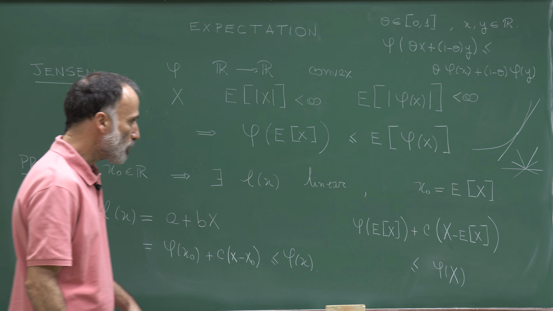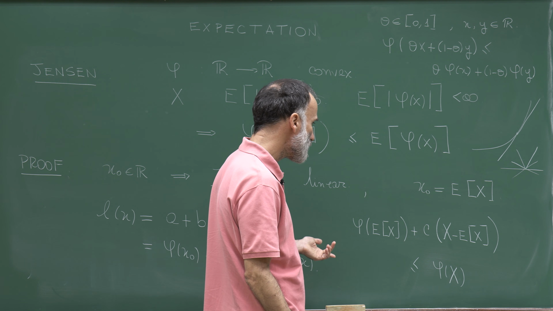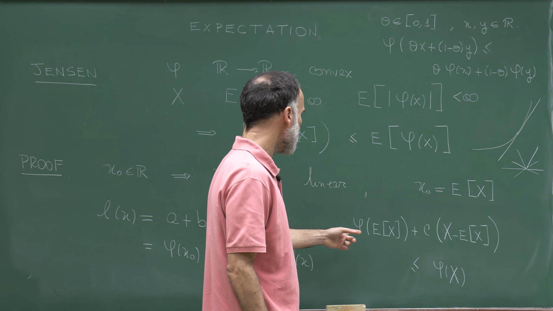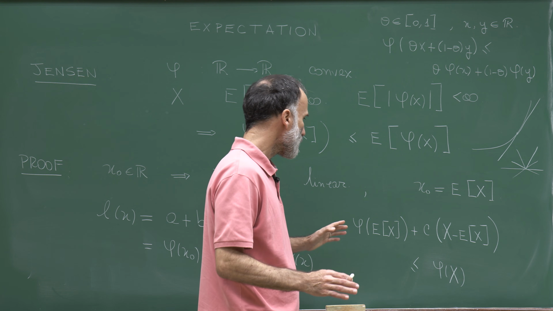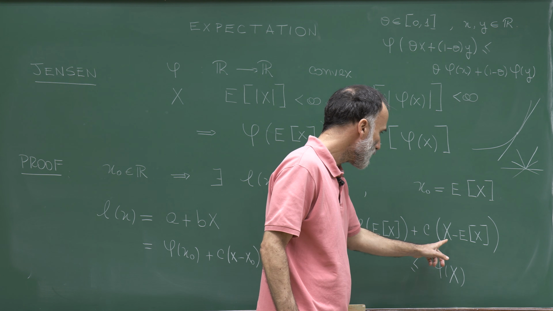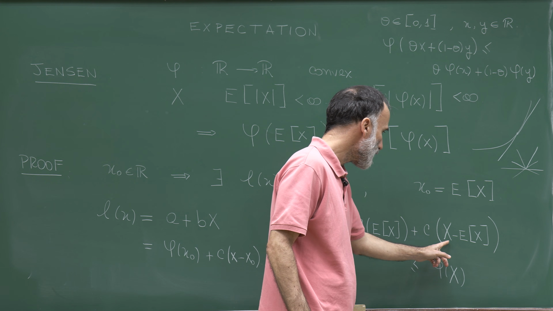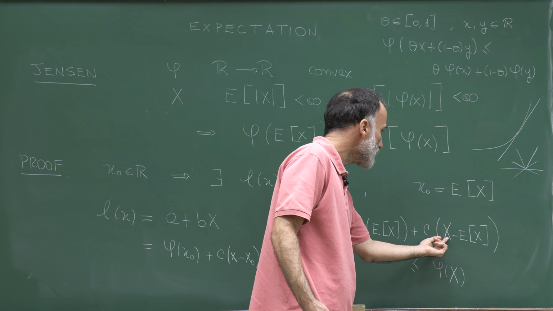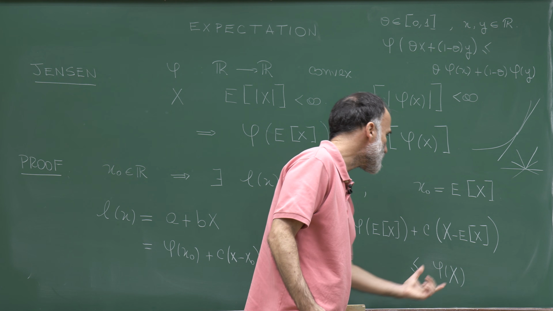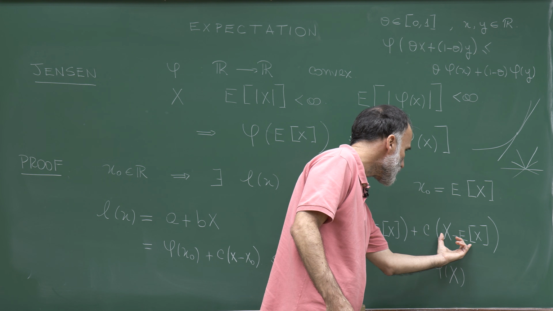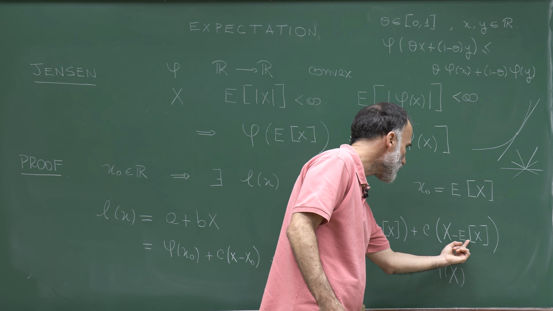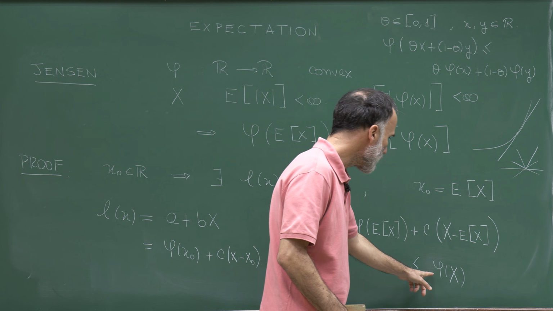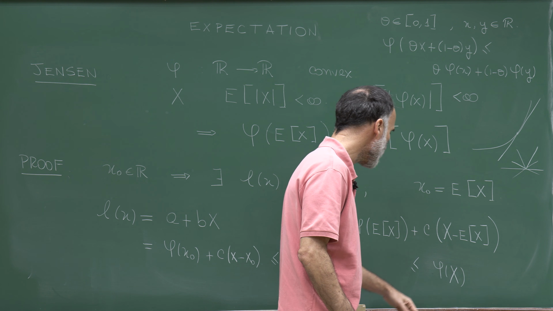Well, since it holds for all omega, I can just integrate both sides. I can integrate both sides because this is a real number, so it gets out from the integral, and X is integrable, so this integral makes sense. And when I take this integral, what I get is the expectation of X minus the expectation of X. So this piece will cancel, and here I get the expectation of phi of X.